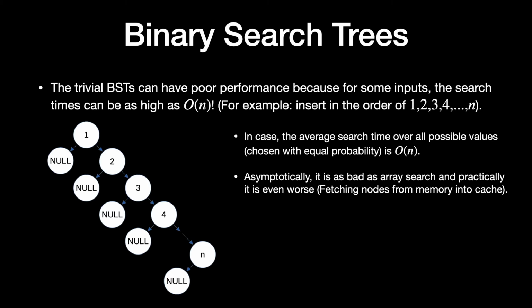That is because arrays are copied from memory into cache in complete chunks, so the processing is faster. But the nodes of the trees need not be located close to each other, thus multiple copies may be required. Therefore, in reality, trivial binary search trees can be worse than arrays.